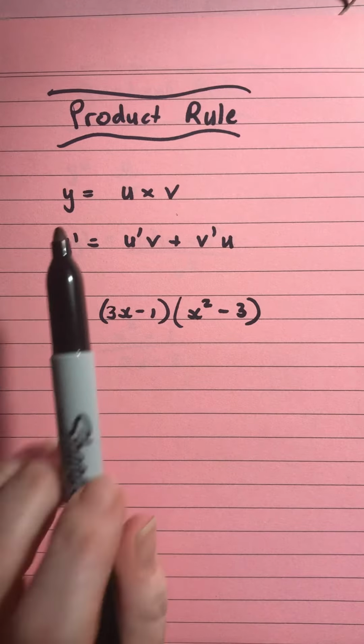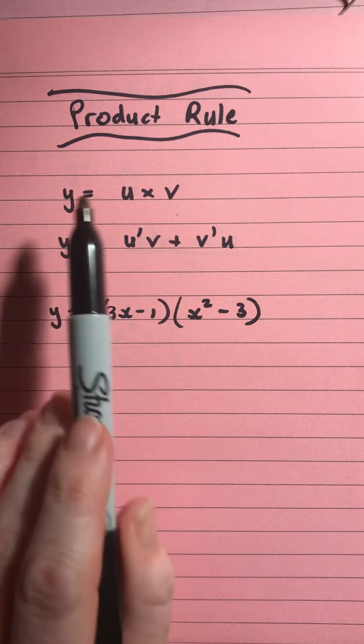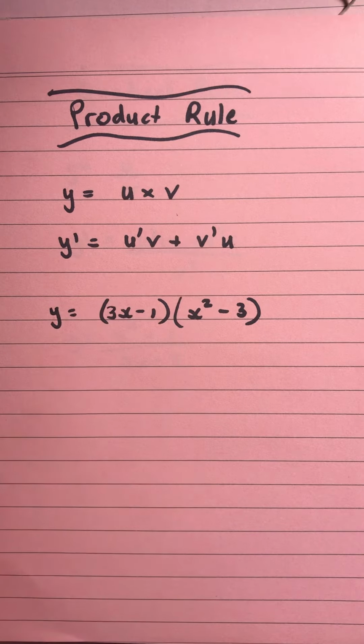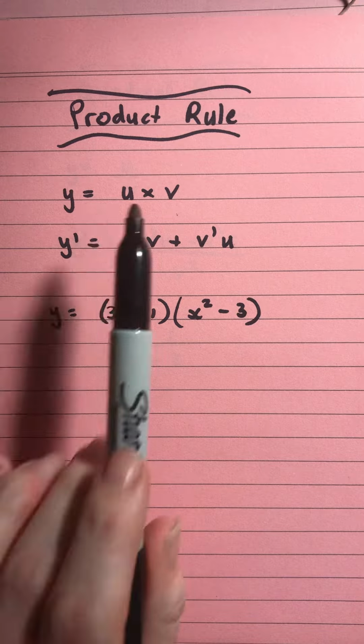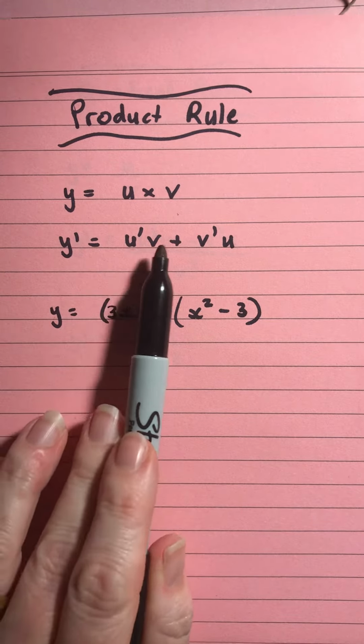Okay, product rule. This is where we have the form of a function times a function. So we call it u and v, just like we had our u in our chain rule. This time we've got u and v, two different functions. So our y dash is u dash v plus v dash u.